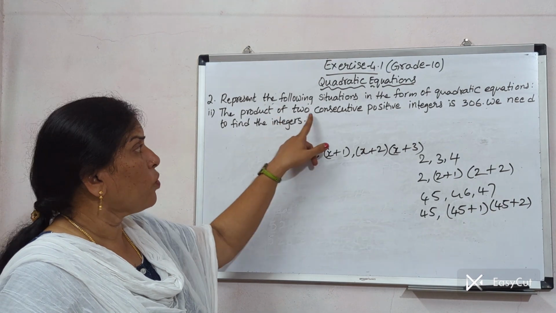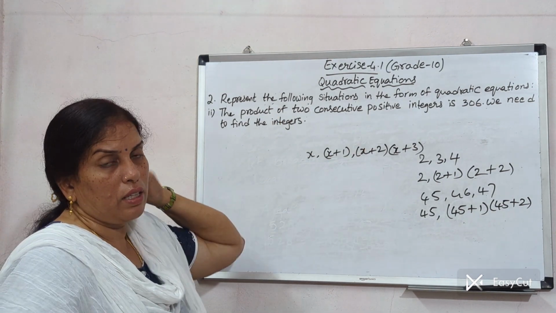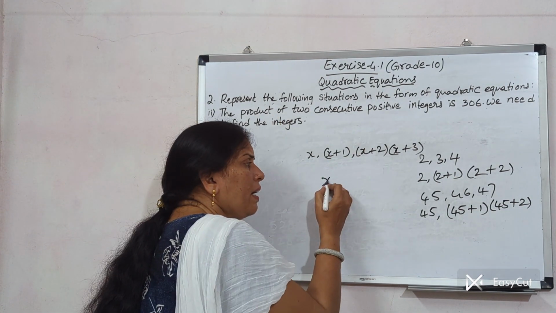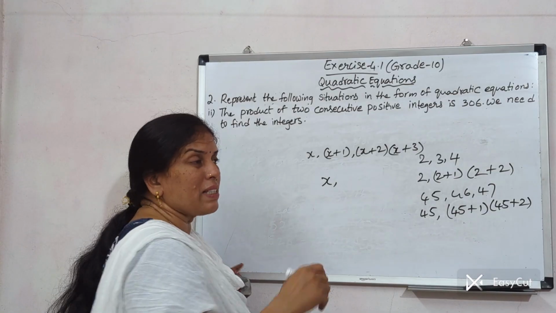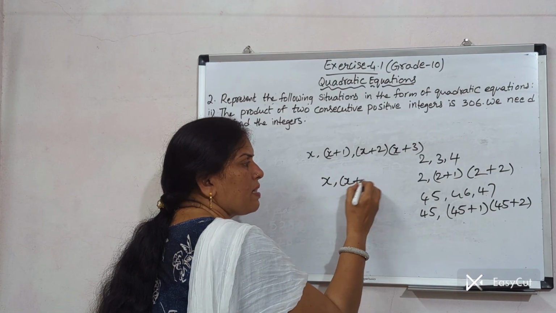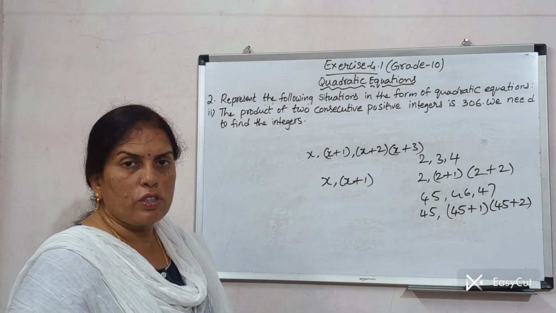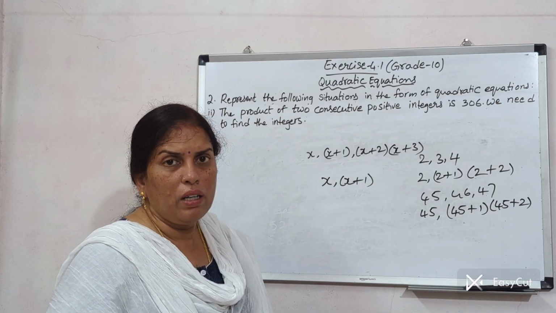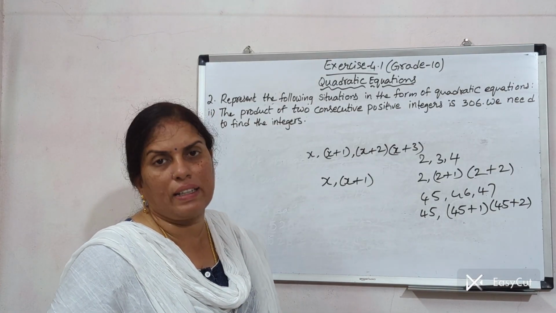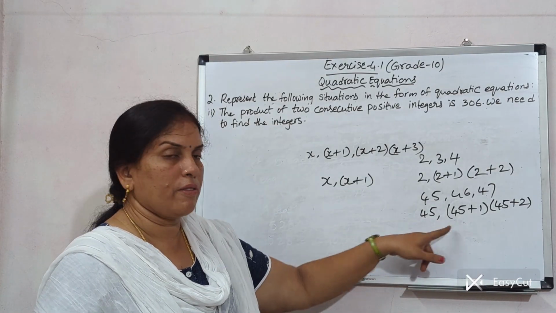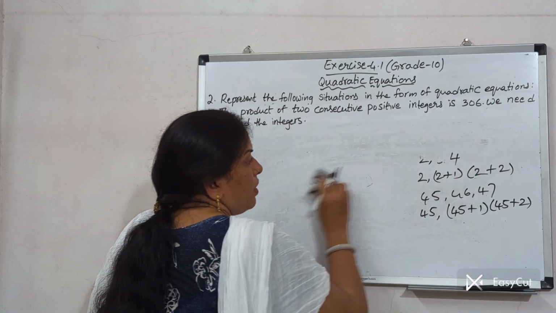Okay. They ask for only 2 consecutive integers. Let the consecutive integer be x. 2 numbers means the next number is what? x plus 1. All of you understood, children? How will we get the next number? Adding 1 to the first number, we will get the next number. Okay, like this we will write.